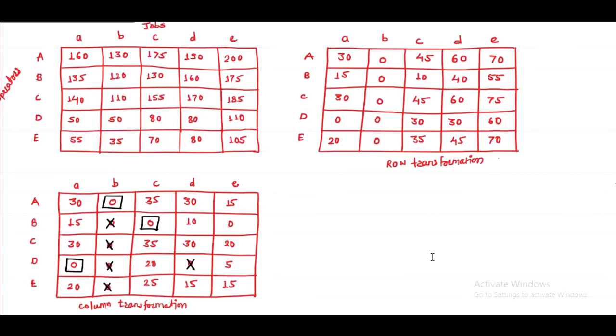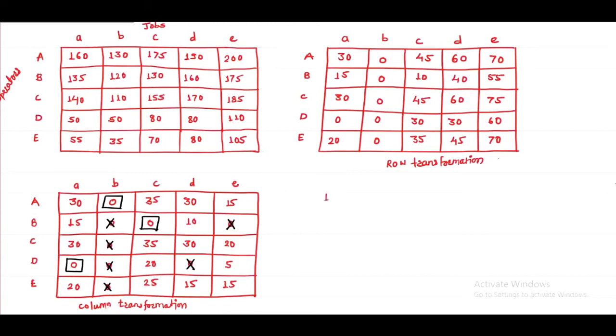A 0 is available, so we have to draw a cross on that particular 0. In the fourth and the fifth column no 0 is available, so after the column transformation we only get 3 assignments. As the order of the problem is 5 by 5, we should get 5 assignments. So how can we get those 5 assignments? There are some steps, so we'll see them one by one. Now we'll see which steps we have to use so that we can get 5 assignments.